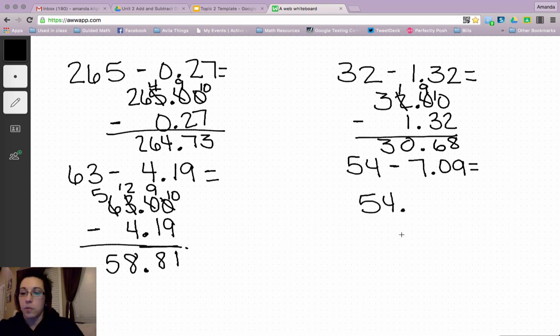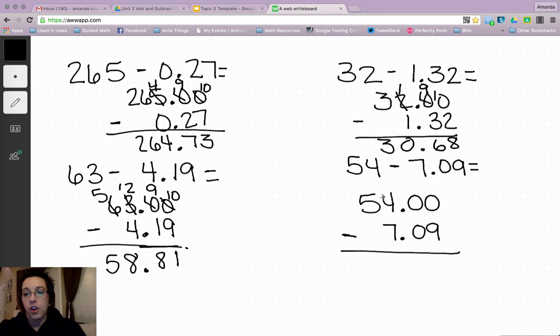54, add the decimal back in, 7 and 9 hundredths. Subtraction, subtraction. Annex my zeros. 4 becomes a 3, 10, 9, 10. 10 minus 9 is 1. 9 comes down. 5 becomes a 4. 3 becomes a 13. That makes 6 and 4. Decimal, decimal, decimal.